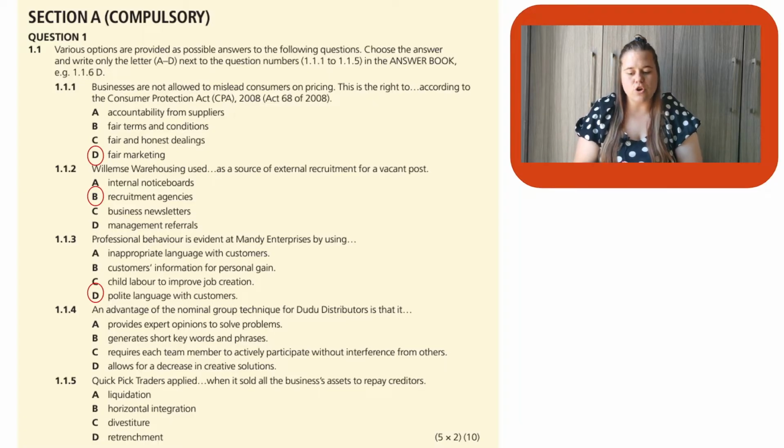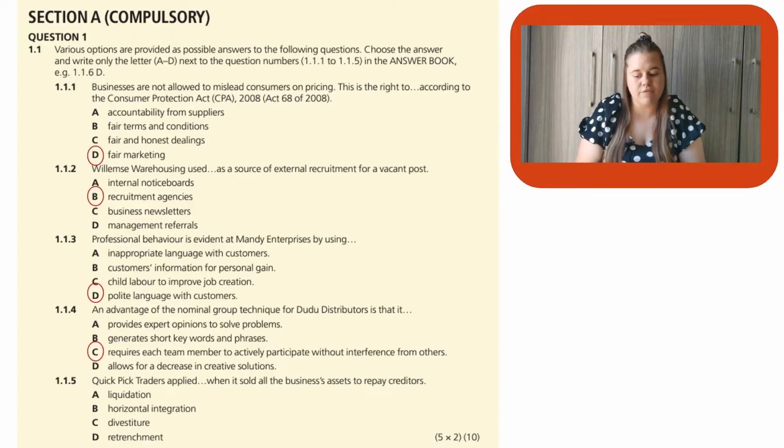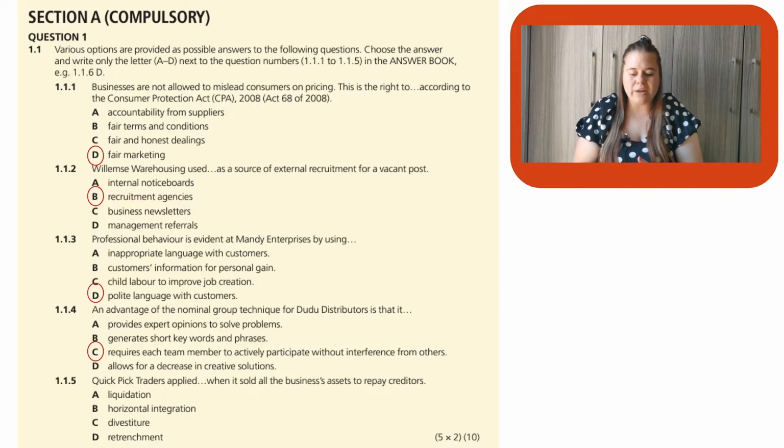An advantage of the nominal group technique for Doodoo distributors is that it requires each team member to actively participate without the interference of the others. Then, Quick Pick Traders applied what when it sold all its business assets to repay creditors? It applied the liquidation.